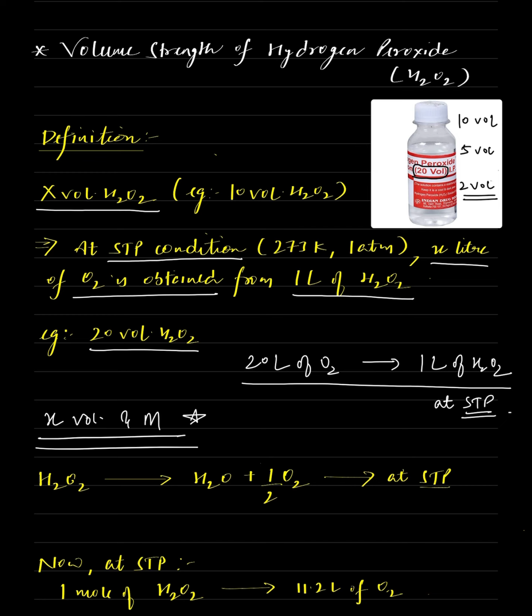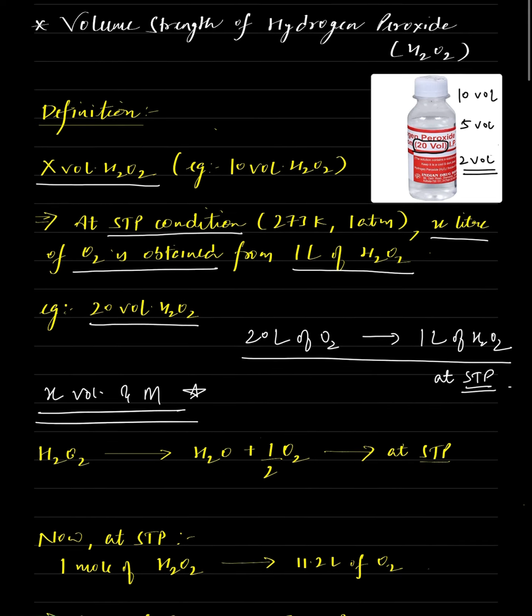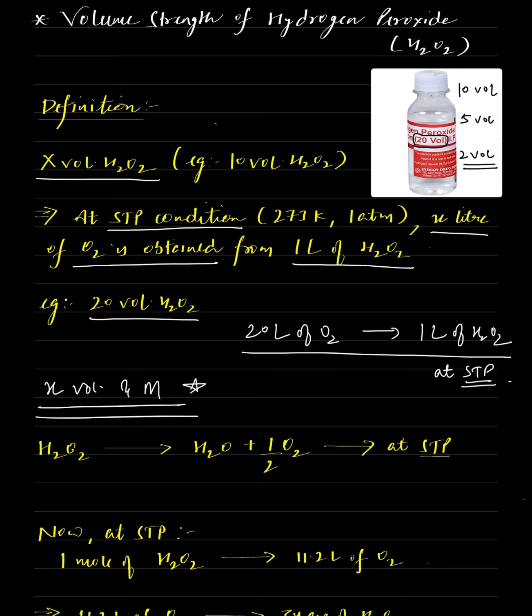Now we have the balanced equation of H2O2. H2O2 is a relatively unstable molecule. So if we keep it in the open, some amount of H2O2 can easily decompose to release O2 gas. If you look at this reaction, it is a balanced one, and here 1 mole of H2O2 gives us half mole of O2 at any condition, right?